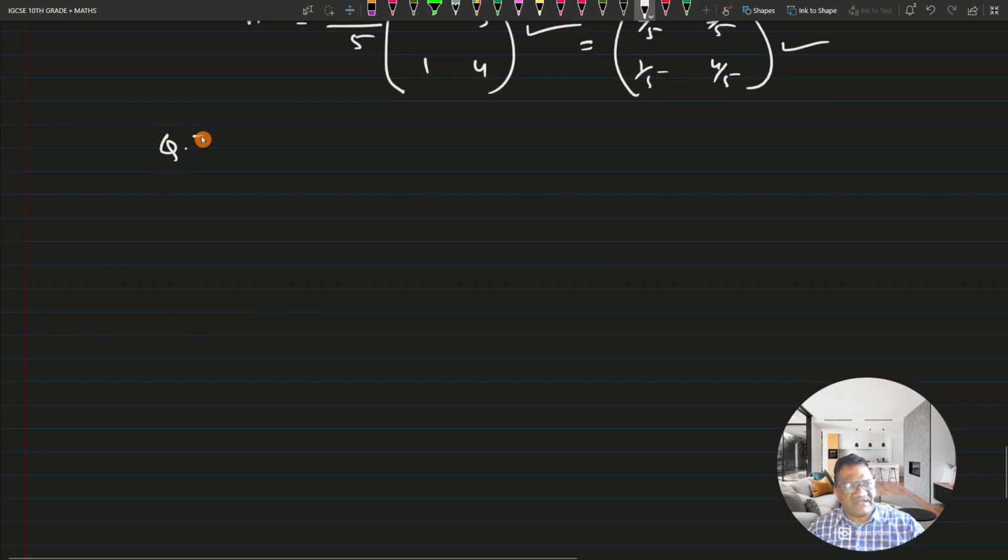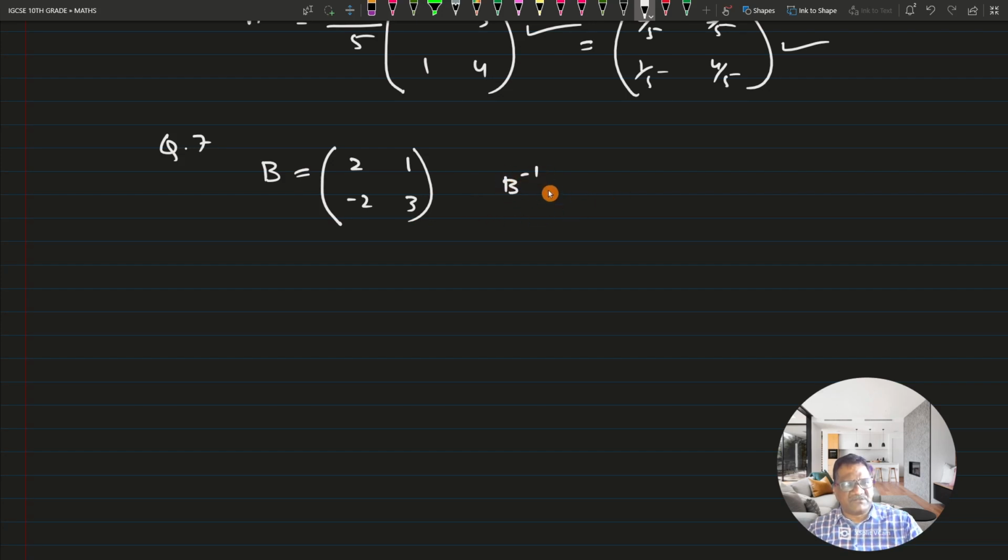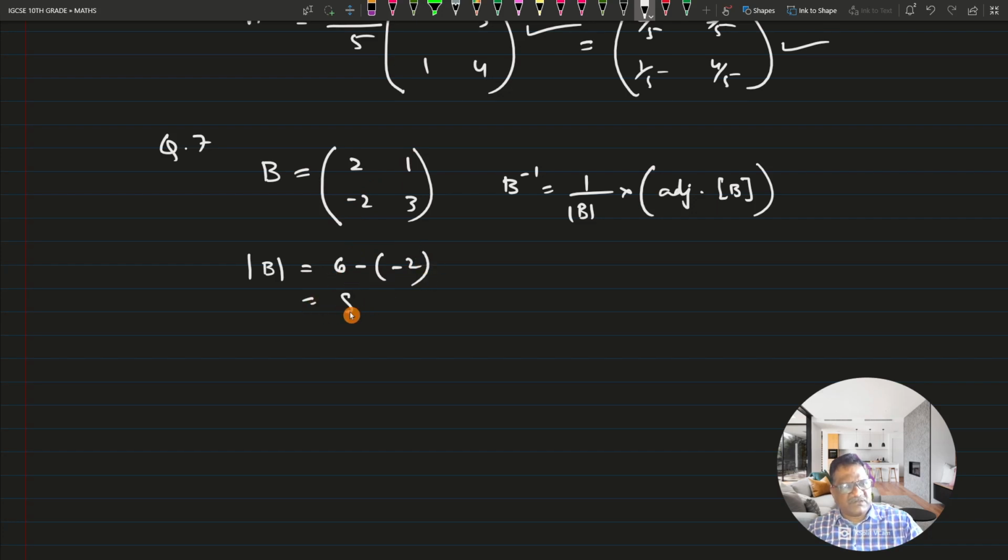Question number 7 says B is a matrix which is 2, 1, minus 2 and 3. Okay. So find the inverse of this B. So B inverse will be equal to 1 upon determinant of B times the adjoint of this matrix B. Okay. That's the formula. Fine. Now determinant of B will be equal to 3 into 2 is 6 minus 2 into minus 1. Minus 2 into 1 is minus 2. So this happens to be 6 plus 2, that is 8.